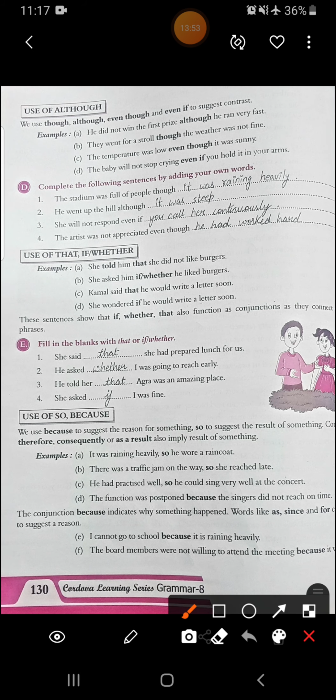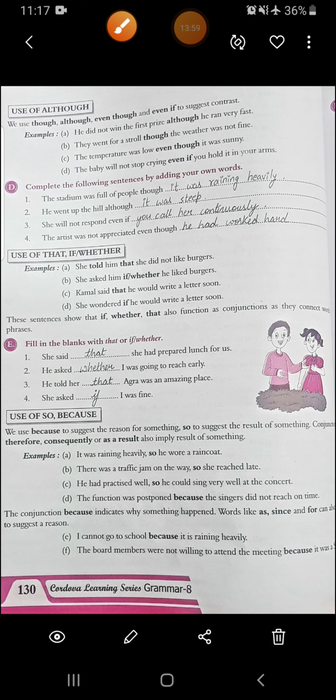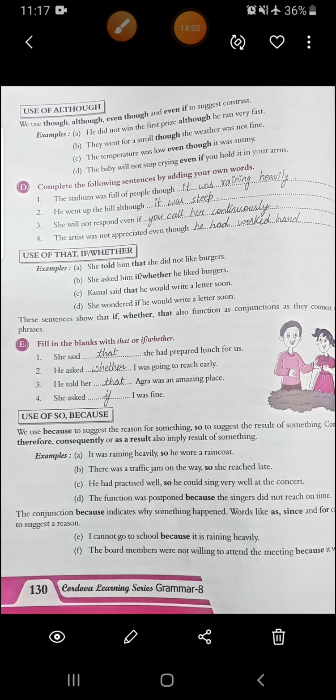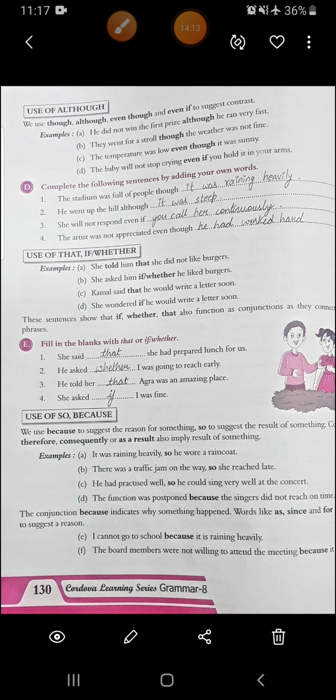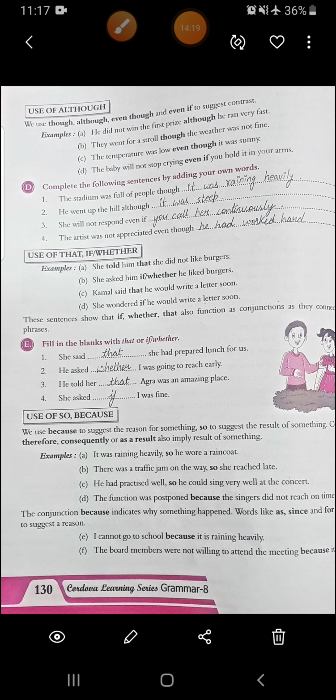Next is use of that, if, whether. See the example. She told him that she did not like burgers. She asked him if or whether he liked burgers. Kamal said that he would write a letter soon. She wondered if he would write a letter soon. So these sentences show that if, whether, that also function as conjunctions as they connect words and phrases. So these are words used to connect two parts of the sentence.